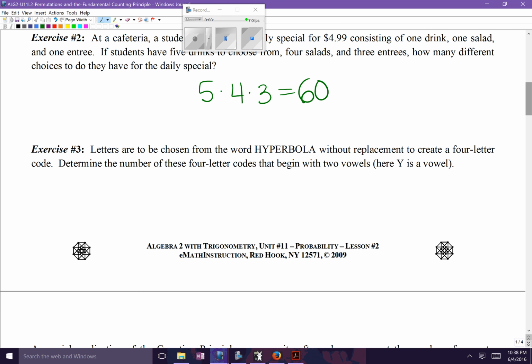Letters are to be chosen from the word hyperbola without replacement, which is important, to create a 4-letter code. Determine the number of these 4-letter codes that begin with 2 vowels. Here, Y is a vowel.